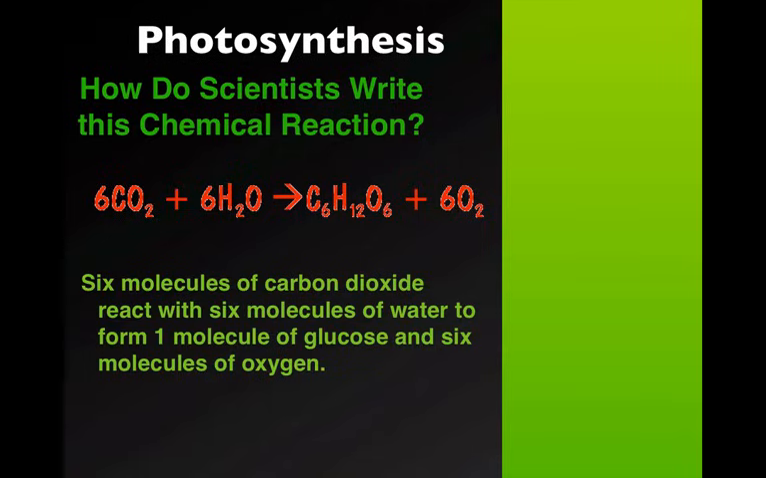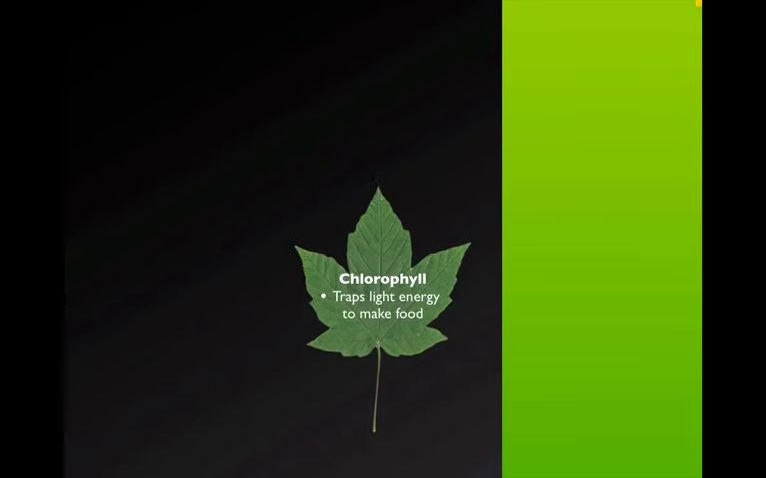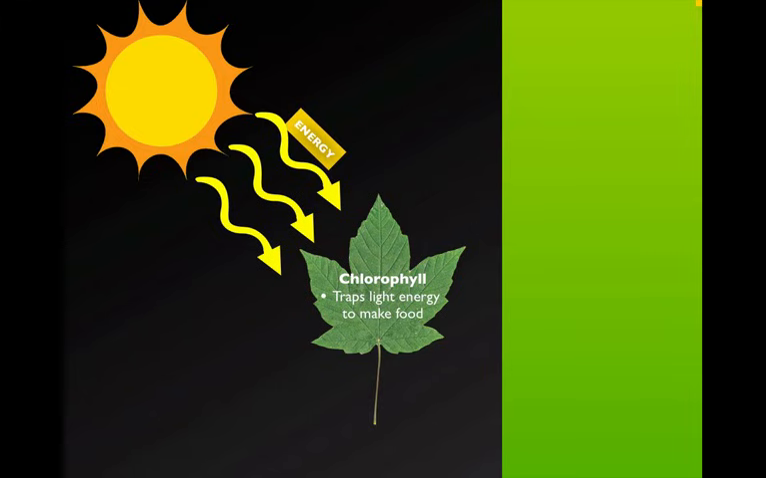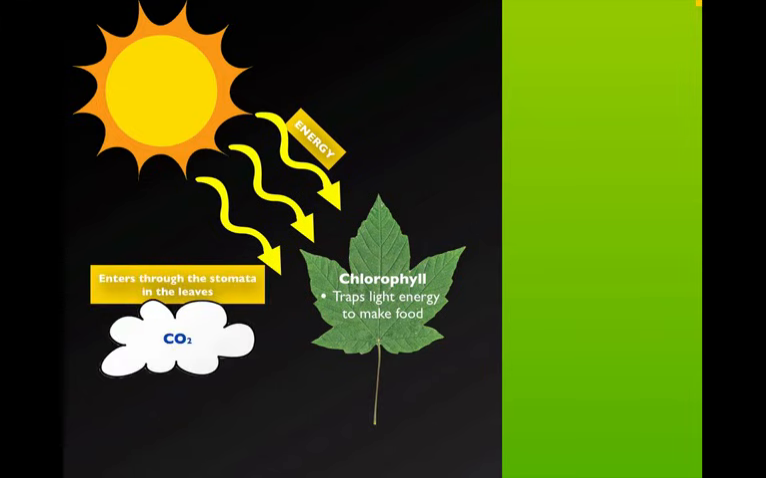So let's take a look at this one more time, a little more graphically. There's where it all starts: the chlorophyll that traps energy from the sun. So we have the sun, which gives energy to the chlorophyll, and the plant uses that energy to convert carbon dioxide, which enters through the little holes in the leaves that we talked about in that activity in class, called the stomata.